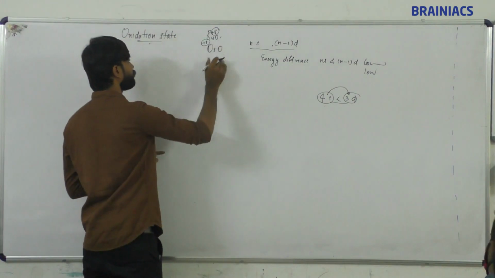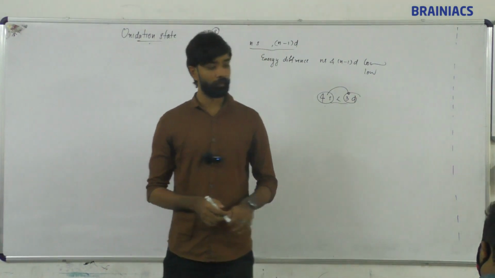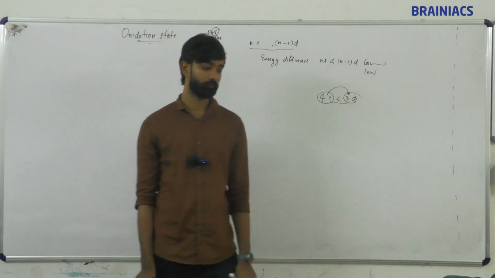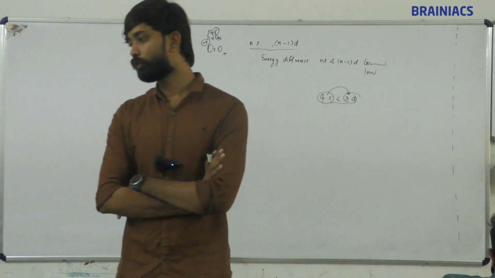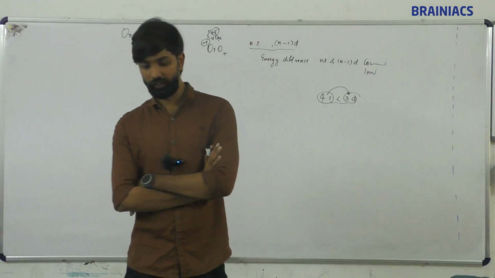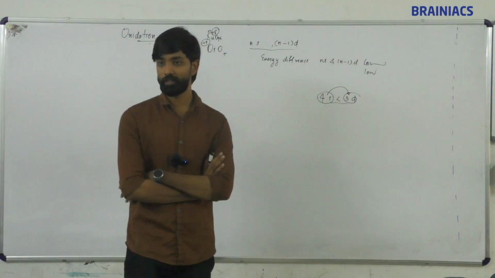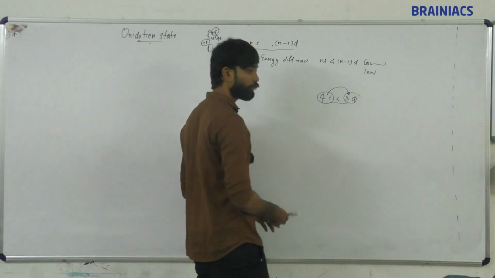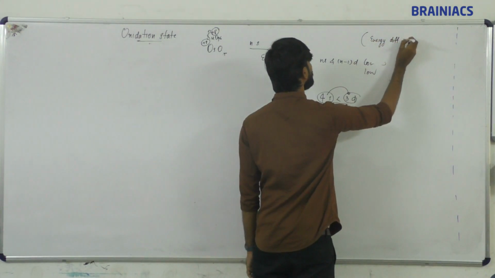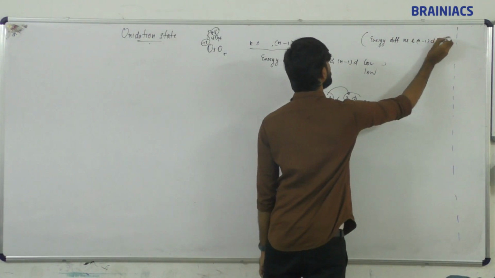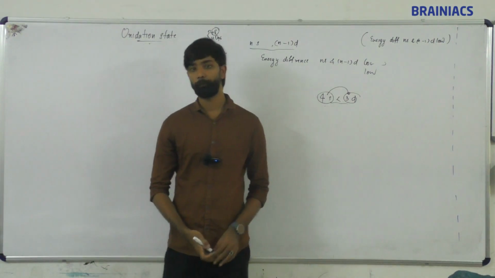So the first point: they can show variable oxidation state because Ns and N-1d orbital electrons can act as valence electrons. In brackets, the energy difference between Ns and N-1d is low. That's the reason.